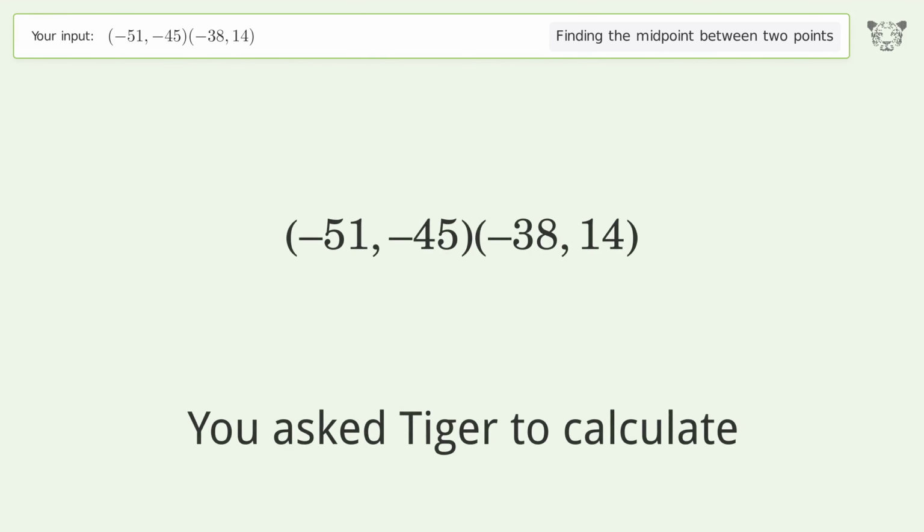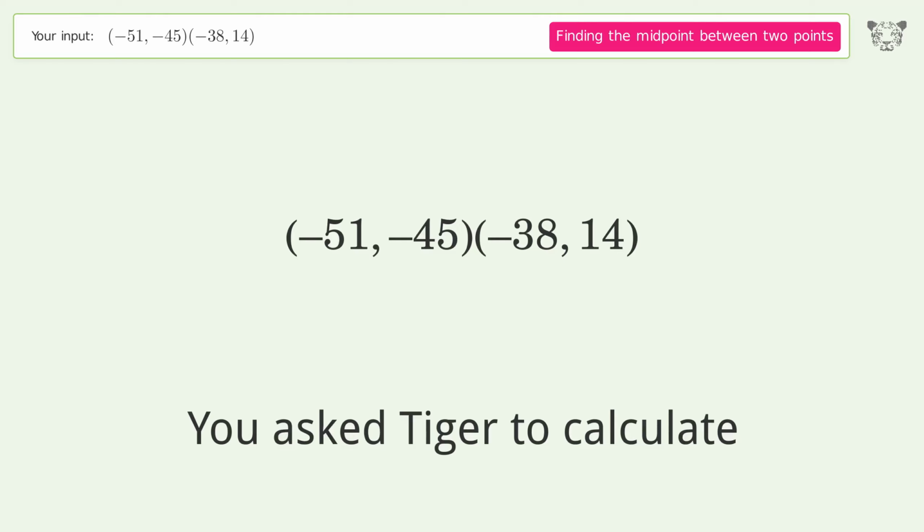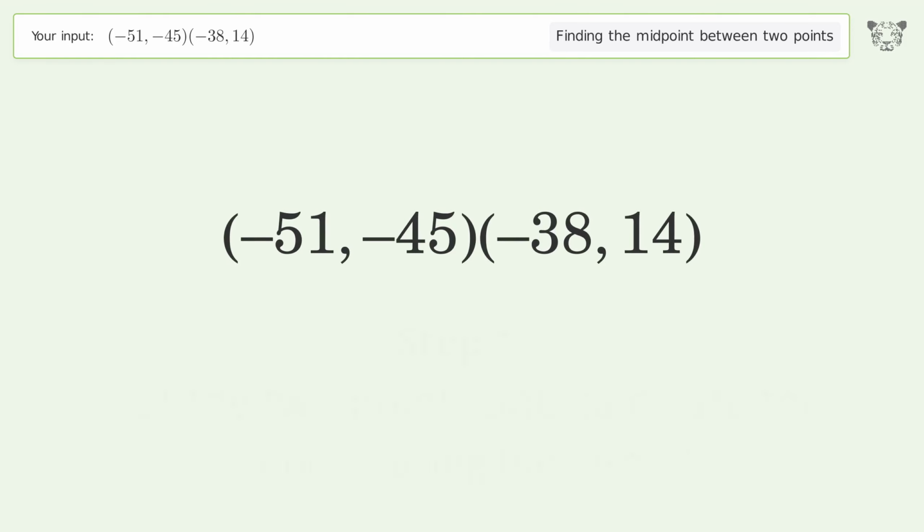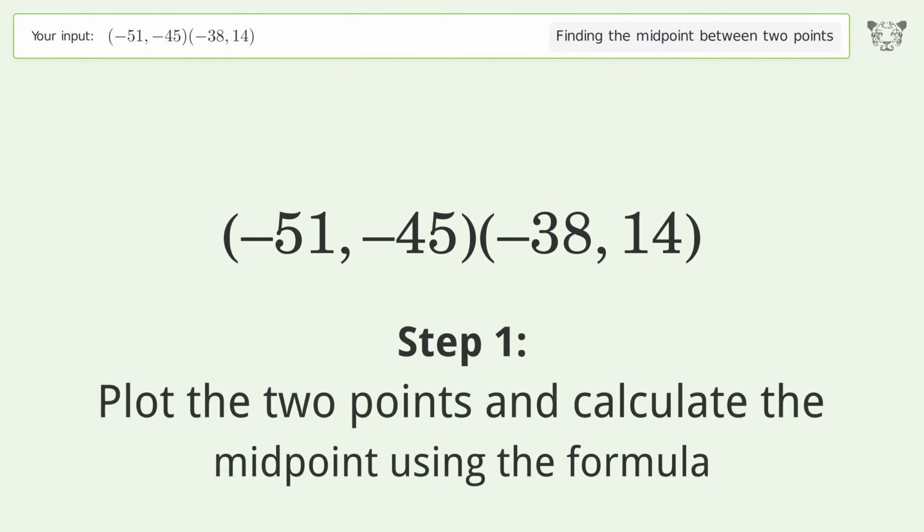You ask Tiger to calculate. This deals with finding the midpoint between 2 points. The midpoint between the 2 points is -44.5, -15.5. Let's solve it step by step. Plot the 2 points and calculate the midpoint using the formula.